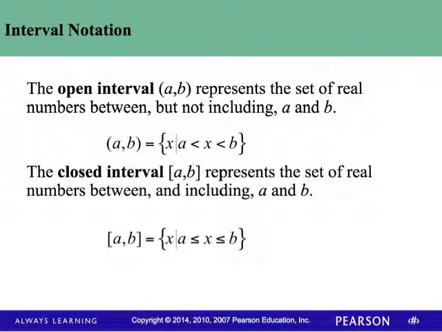So a brief review on interval notation. The open interval from a to b, notice open means we have parentheses. It's the set of all x values where x is strictly in between a and b. So these inequalities are strict because it's an open interval. And then a closed interval, which we have brackets around, is the set of all x values where x is in between a and b, but these inequalities are not strict. x is going to be greater than or equal to a, and less than or equal to b.